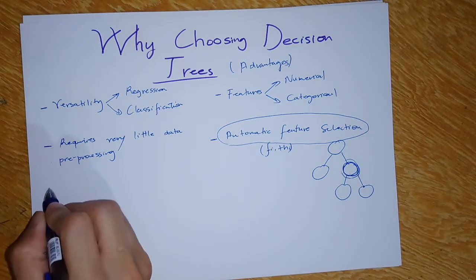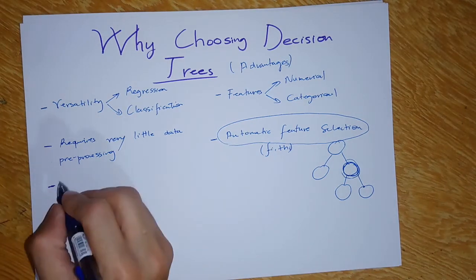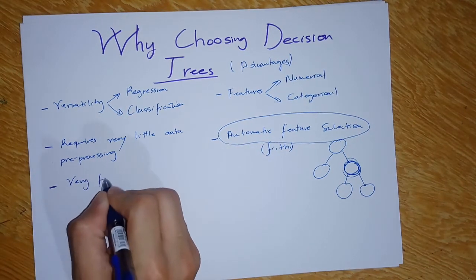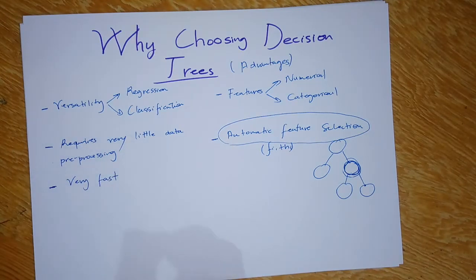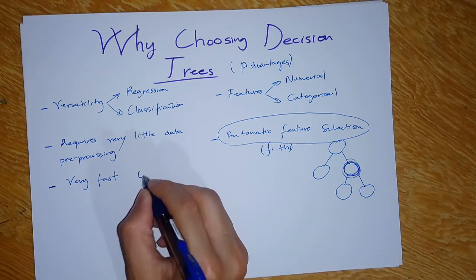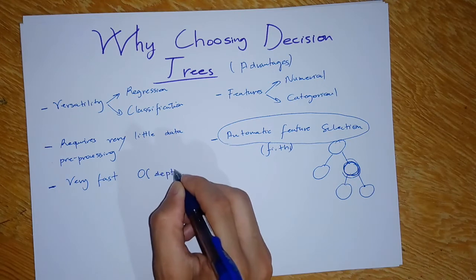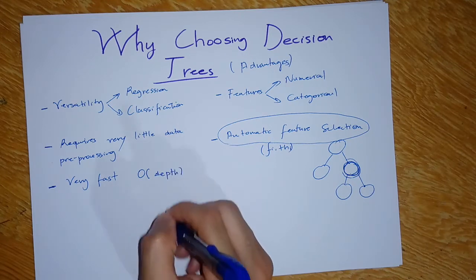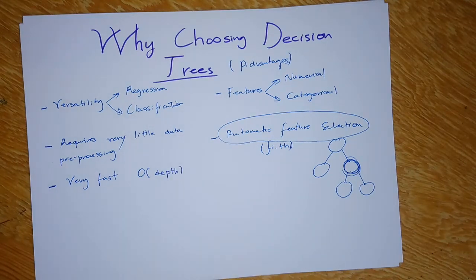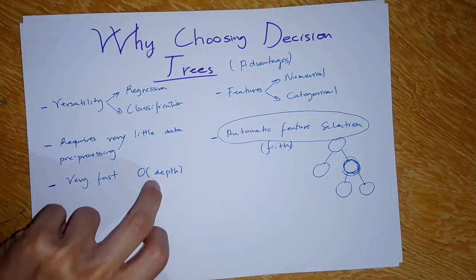So again, another advantage is that decision trees are very fast when compared with other classifiers, and in particular, their speed is linearly dependent upon the depth of the decision tree. Remember that the depth is the maximum number of nodes along a given path. So this is the depth. And the speed depends upon that depth in a linear way.